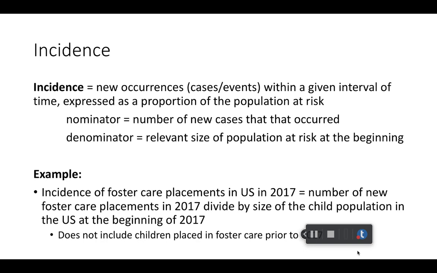So for example, if we're interested in the incidence of foster care placements in the U.S. in 2017, we get that by looking at the number of new foster care placements that occurred in 2017 divided by the size of the child population in the U.S. at the beginning of 2017. So this does not include children who were placed in foster care prior to 2017.